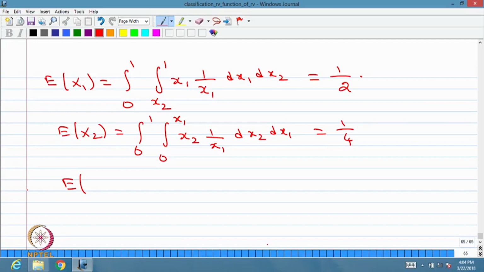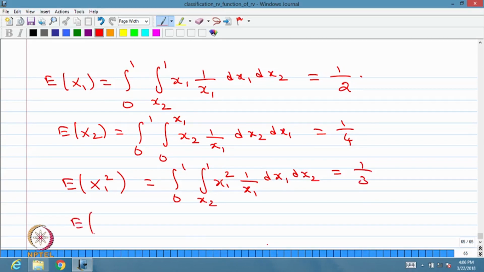Similarly, we can go for expectation of x1 square, that is the same method I have done for expectation of x1, that is integration 0 to 1, integration x2 to 1, x1 square, the joint probability density function is 1 divided by x1, dx1 dx2. Or you can change the order of integration, still you can get the answer, that is 1 by 3.